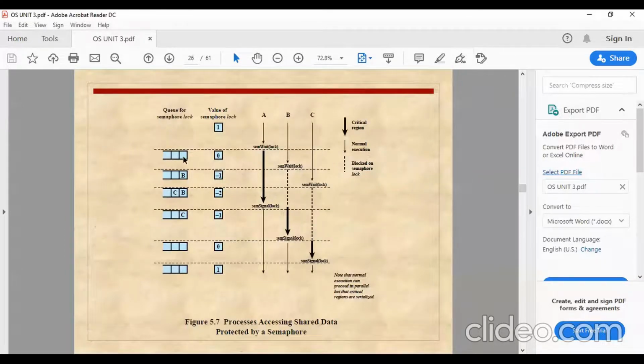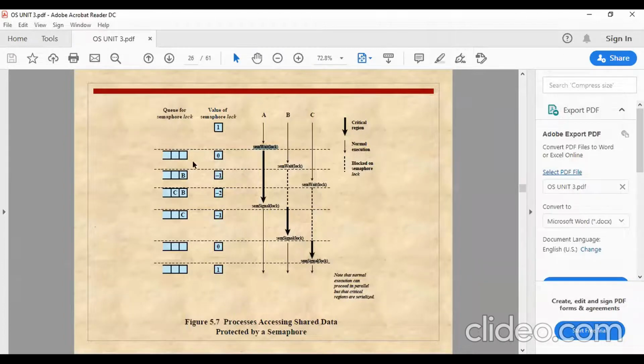Okay, so here this is the same: process accesses shared data protected by semaphore. So here the value of the semaphore lock is 1, semaphore wait. Okay, so A is allocating. A is in the critical section. So normal execution: semaphore wait, then lock that. Then the value of the semaphore will be 0. Okay, then second, B, minus 1. Here how much is it now? Minus 2. Again from this, 1 executes, again it will become minus 1.